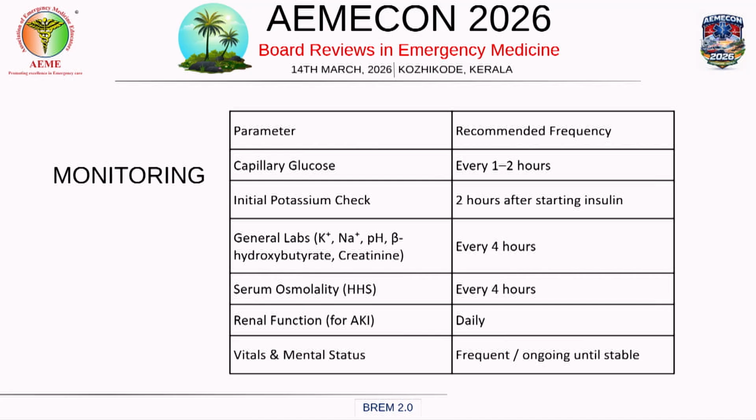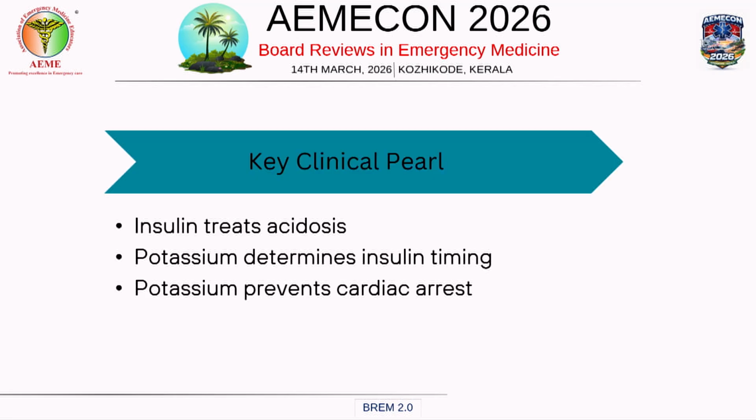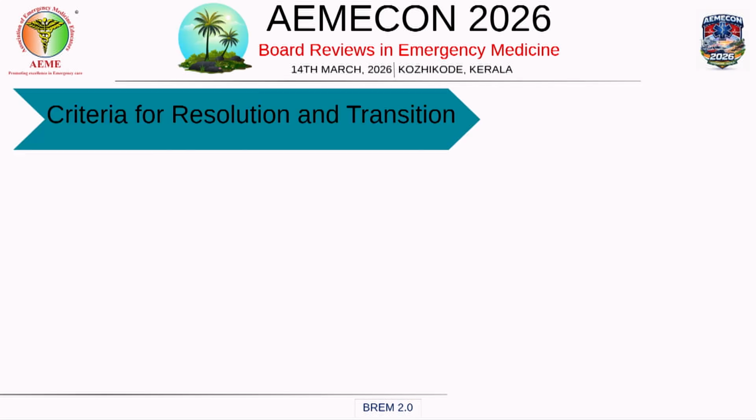Capillary glucose, as we know, 1 to 2 hourly we have to check. Initial potassium check should be done after 2 hours of initiation of the insulin. And all the lab parameters, the electrolytes and the serum osmolarity, including the beta hydroxybutyrate, should be rechecked every 4 hours. The clinical pearl: insulin is what is going to treat your acidosis. Potassium is something that is going to determine the timing of insulin, and potassium will prevent the cardiac arrest.